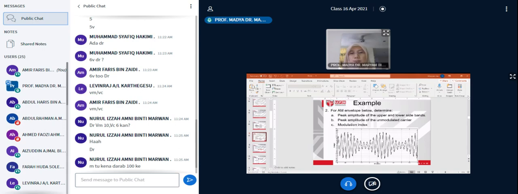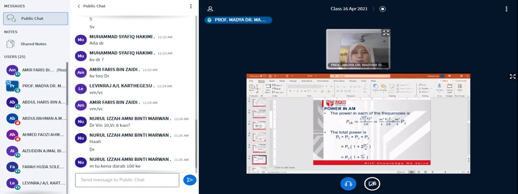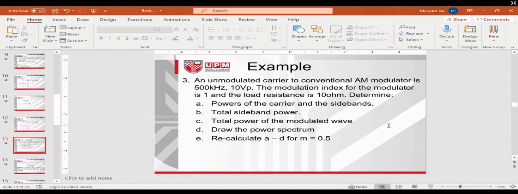All right, so next, on the power, you have the formula already, V squared over 2R, yeah? Okay, the next question, example three: unmodulated carrier to a conventional AM modulator. Don't worry about the word conventional or DSB, SC and so on, as long as it is an AM modulator. The unmodulated carrier is 500 kilohertz with 10 volt peak. The modulation index M is 1, and the load resistance R is 10 ohm.